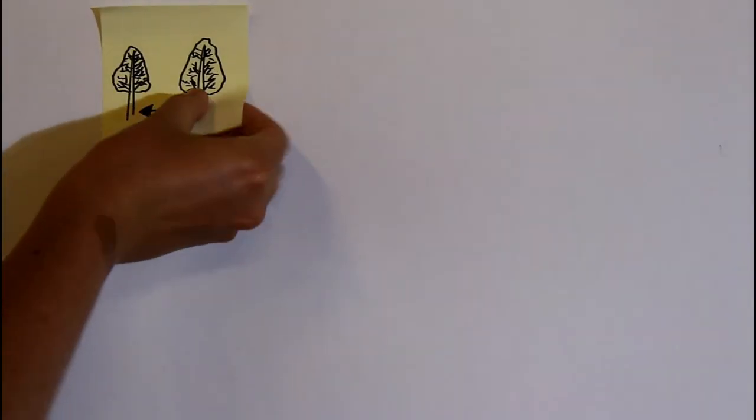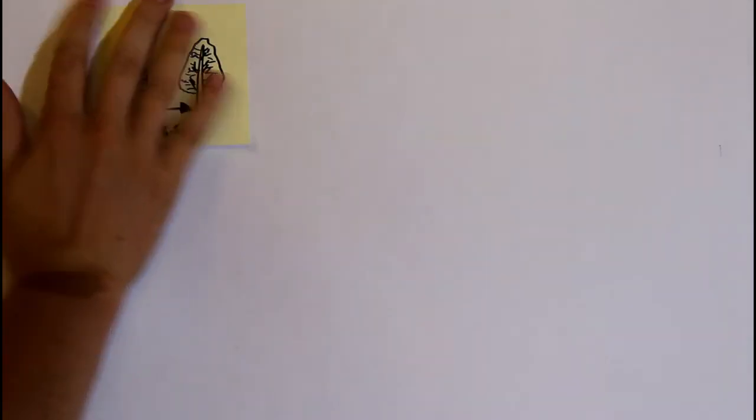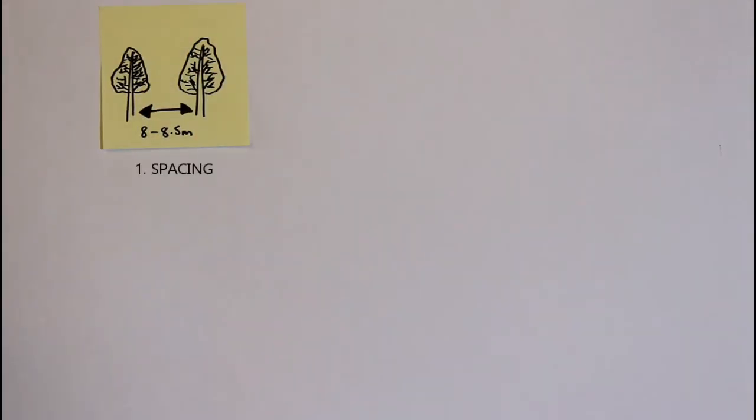Number 1. Spacing. Trees should be spaced on average 8 to 8.5 metres apart, depending on their diameter class. You can use the Native Forest Management Guides to help you determine the spacing.